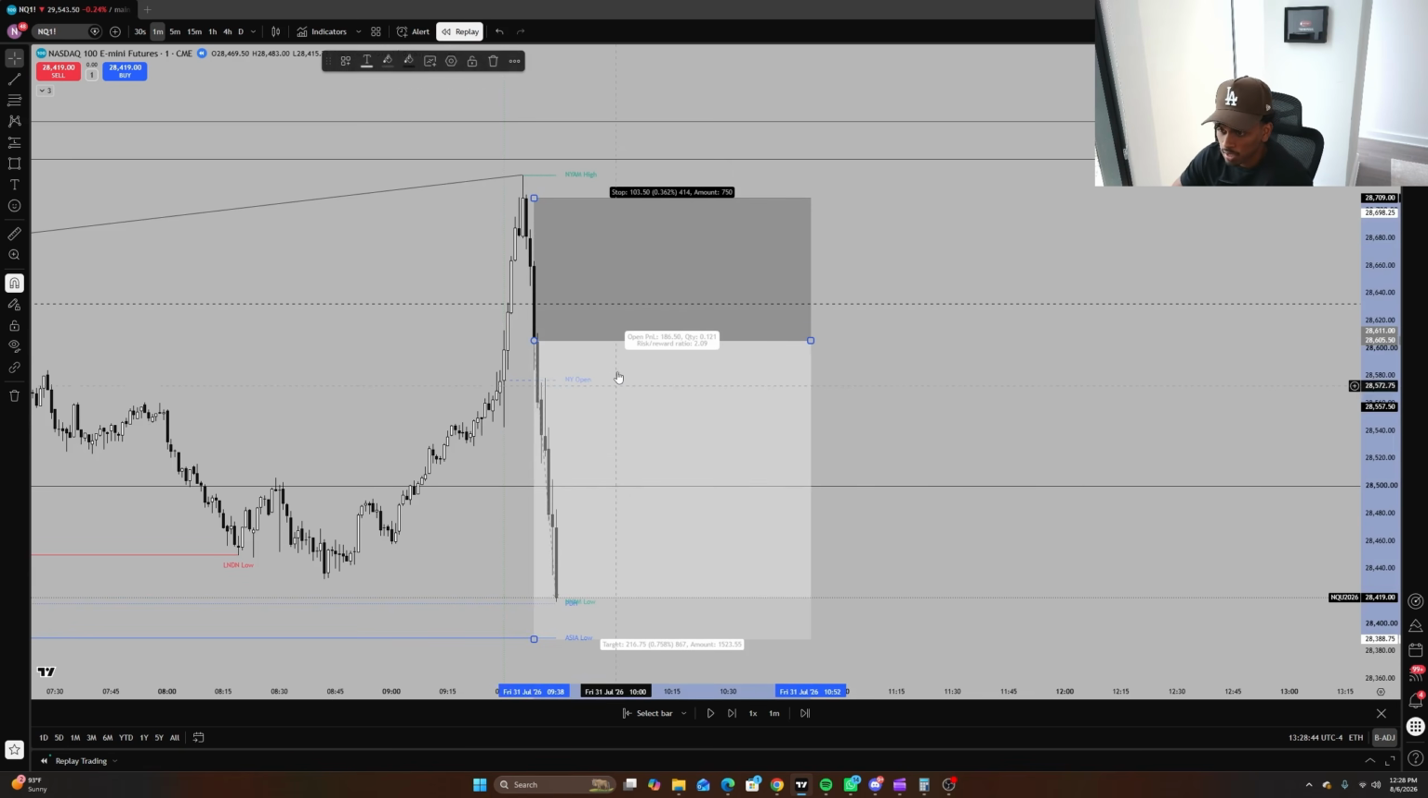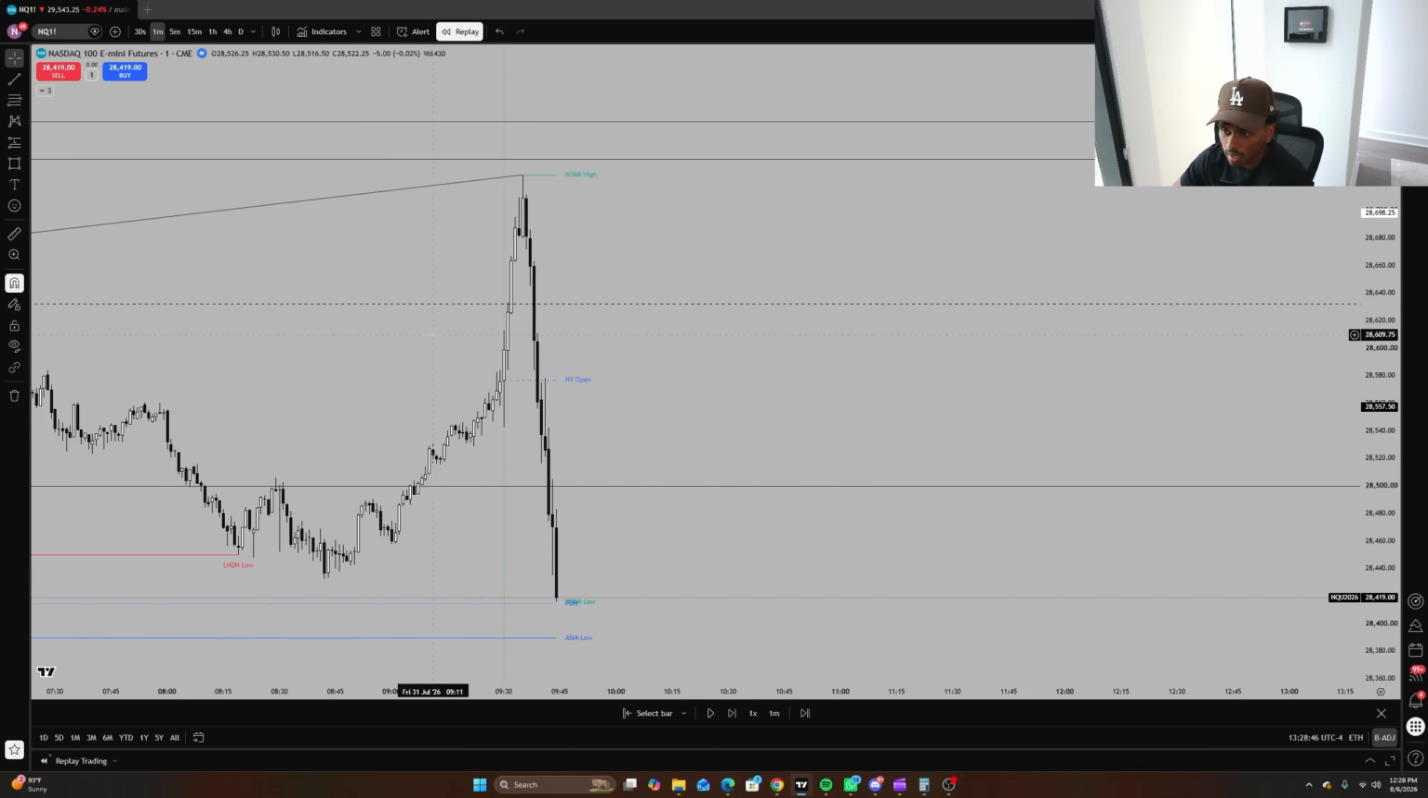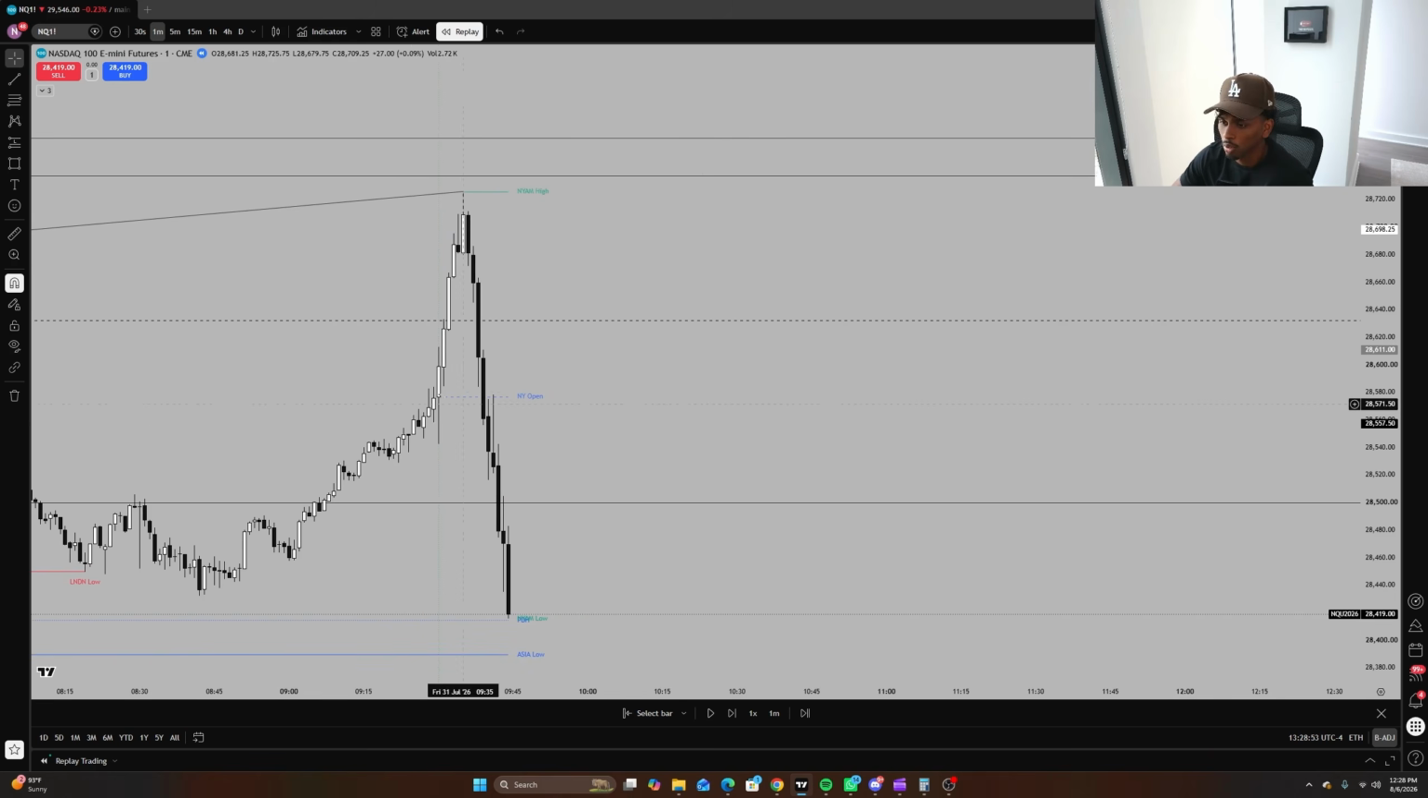Now let's say you miss this entry over here. How can you find a continuation when we're just completely displacing in one direction, right? With no real significant pullbacks. Well, you use key opens. So we tap into the 9:30 open over here. This also aligns with this 1-minute gap.